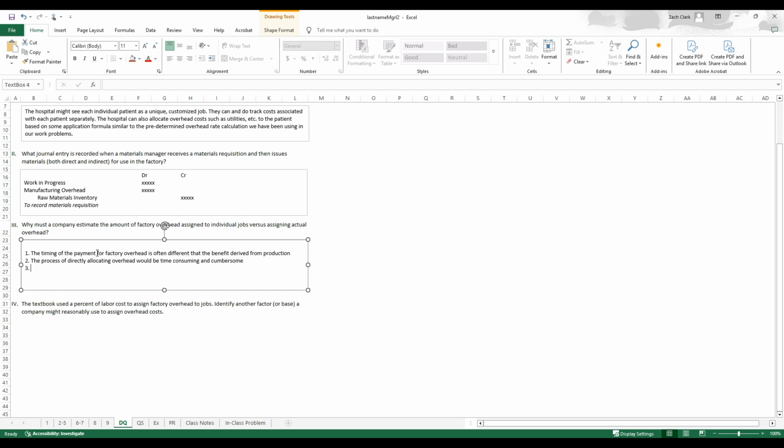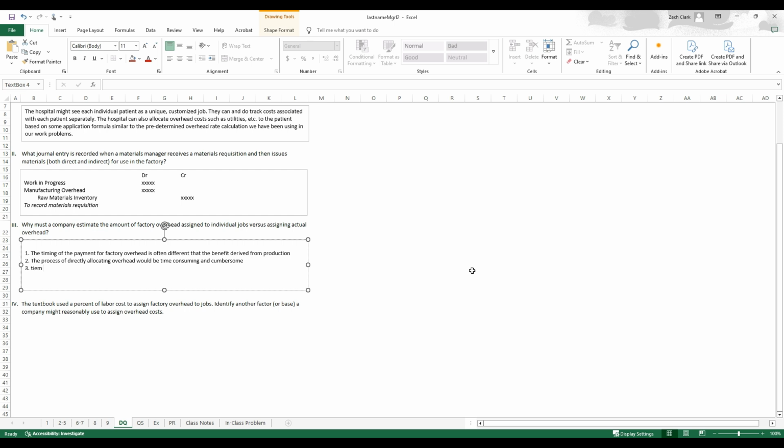This use of the predetermined overhead rate is really an efficient system. It's a cost benefit kind of thing when you're looking at if you actually tried to somehow allocate the overhead. It would be very difficult to directly do that, not only because of the timing, which is one issue, but then the process of actually doing that allocation would be time consuming and cumbersome, like we said.